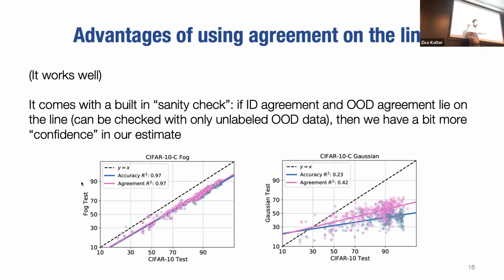When they do not lie on a line, which just happens, this is the same kind of thing but for Gaussian corruption, instead of a fog corruption, it's like Gaussian noise added. For whatever reason, they don't lie as much on a line, in this case, either accuracy or agreement. And so it seems, at least empirically, like we have this if and only if relationship between these two things. I think that's an interesting and important property of this method, that you have this built-in sanity check.